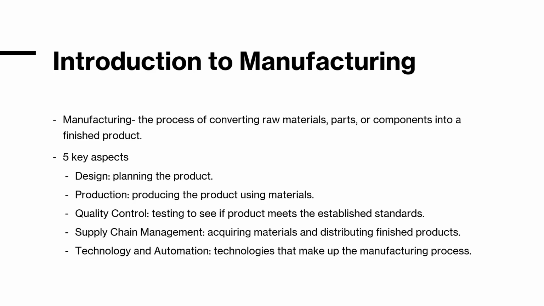Technology and automation are the technologies that make up the manufacturing process, such as the actual conveyor belts, the machines, any dies, any kind of presses, anything like that that's actually making the products.